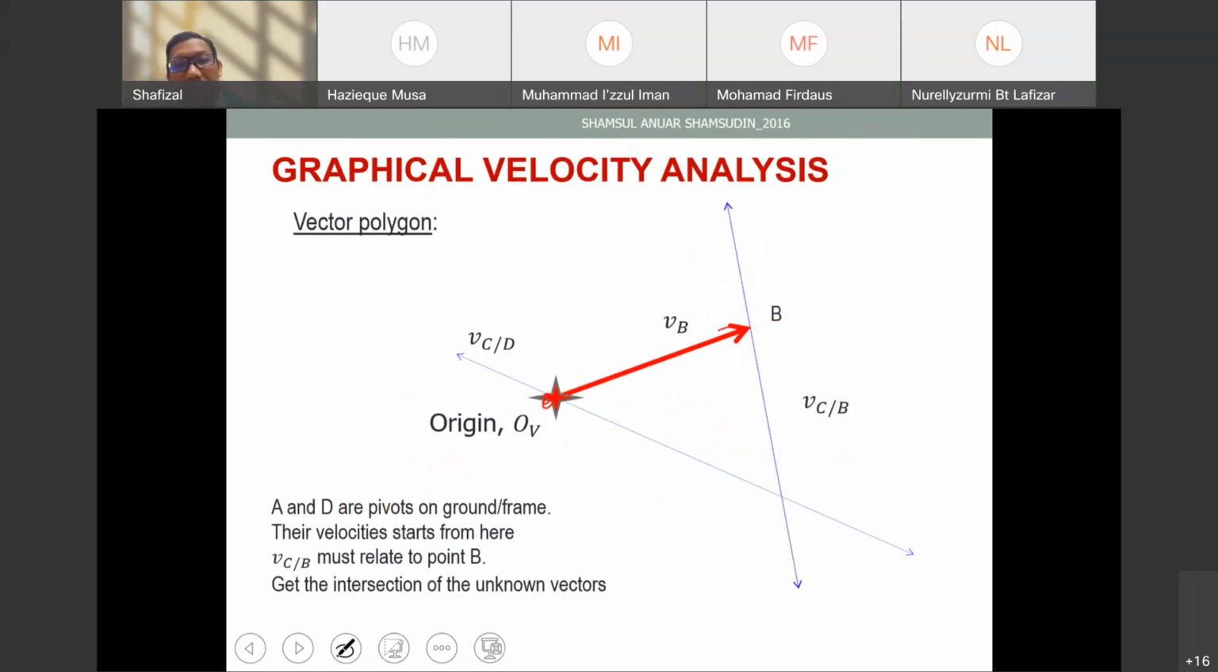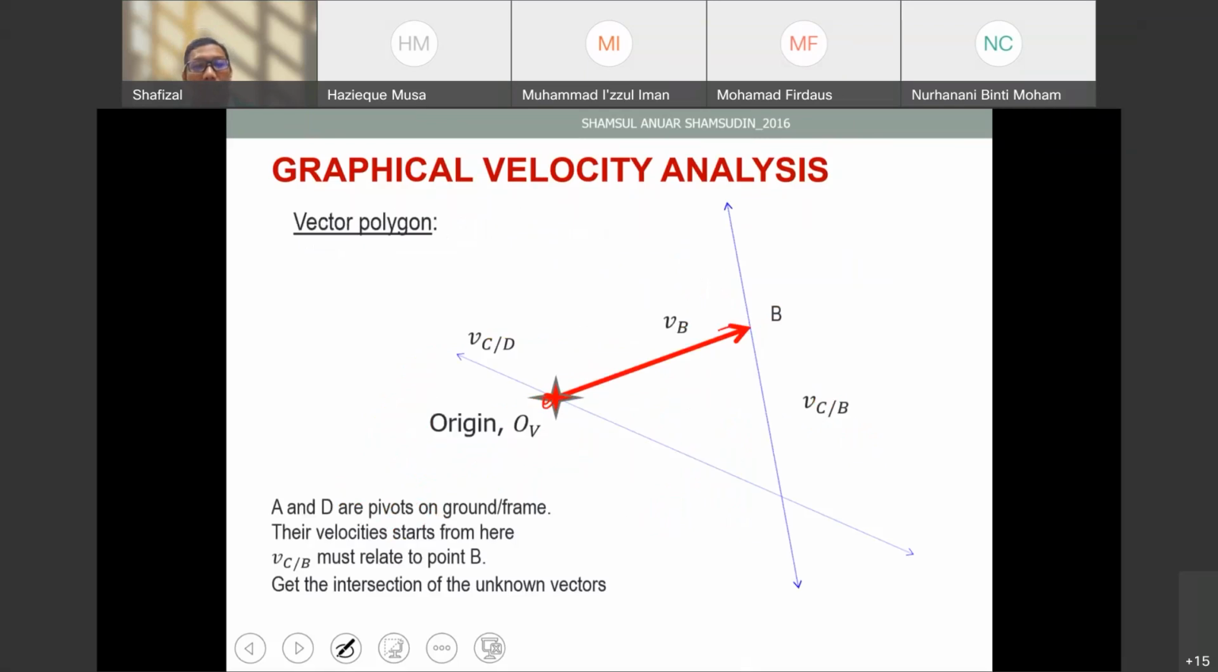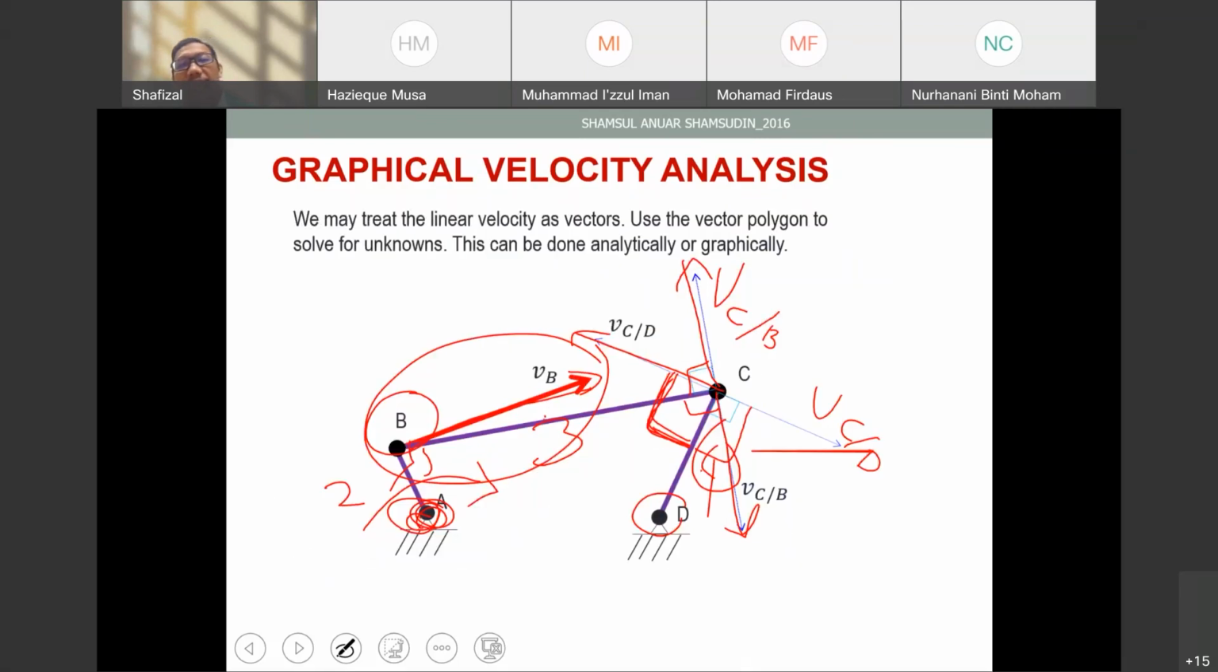So this is VB. VB is given. Mesti diberi. Kalau tak ada VB, then kita tak boleh cari. Kita mesti ada satu velocity, a reference. We call it a reference velocity. For this case, the reference velocity is VB. Right, so VB is the reference. And then we have all these vectors. Okay, jadi macam mana kita nak buat?